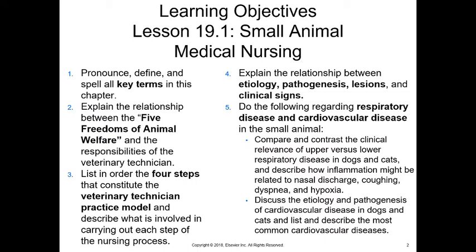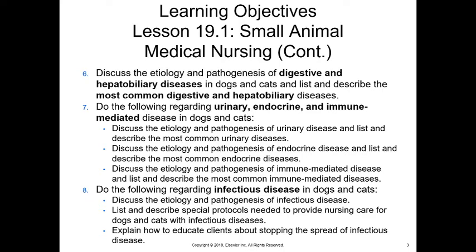We're going to talk about etiology. What is the etiology? How diseases begin. Pathogenesis, how diseases progress. Lesions are what we see, the symptoms of the diseases, and then the clinical signs as well. We're going to talk about respiratory disease, cardiovascular disease, digestive, hepatobiliary, which is liver disease, urinary, endocrine, immune-mediated, a lot of different diseases. We're going to just go quickly over.